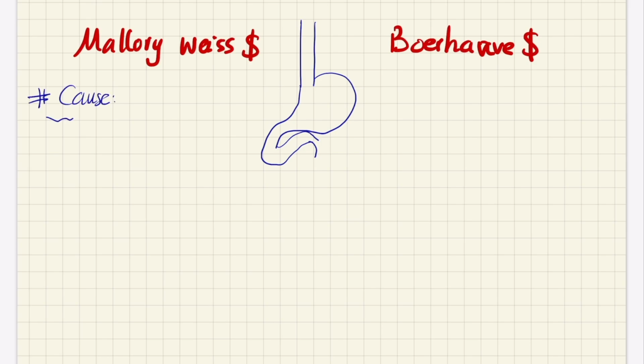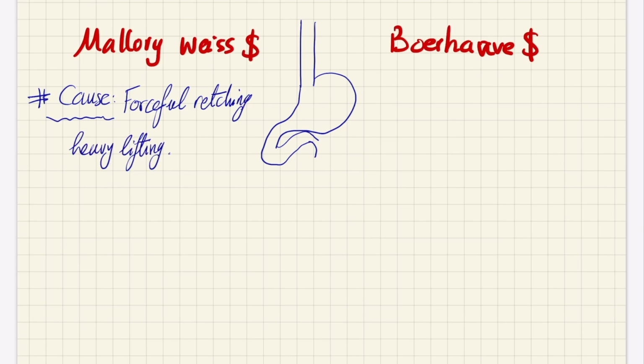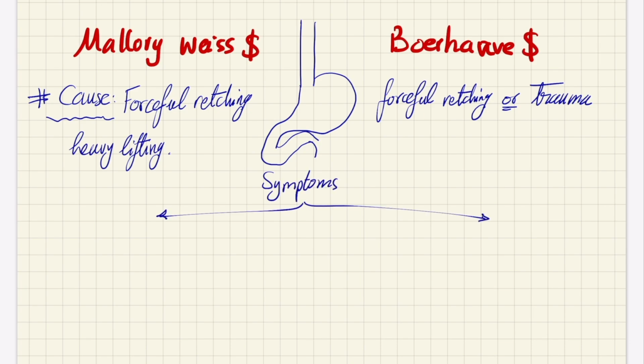For Mallory-Weiss, the causes are related to forceful retching or vomiting. Usually the patients are alcoholic, and sometimes they might mention heavy lifting in the history of the cases. Now for Boerhaave, we have also forceful retching or trauma that is related or that is causing the penetration.